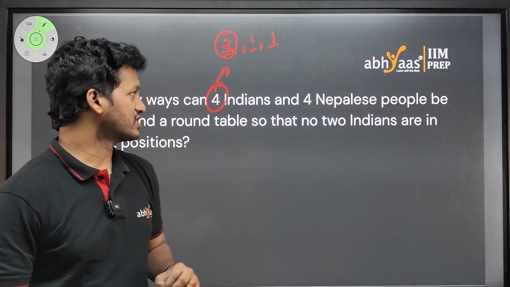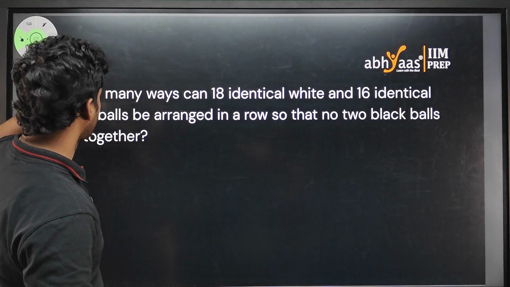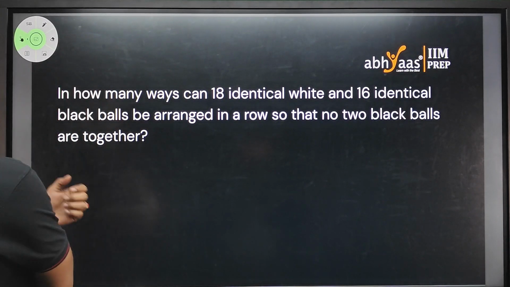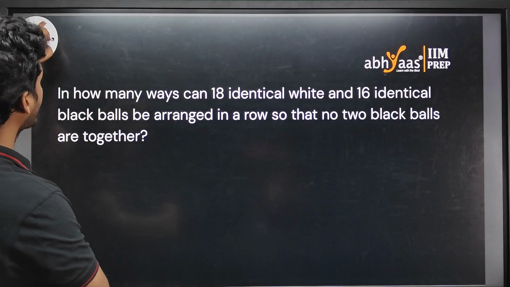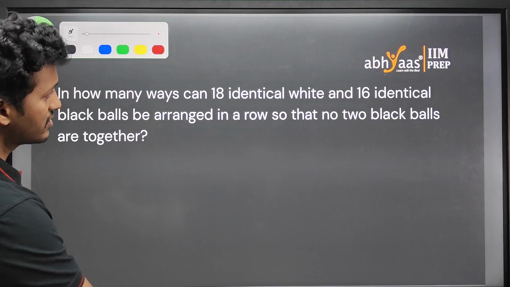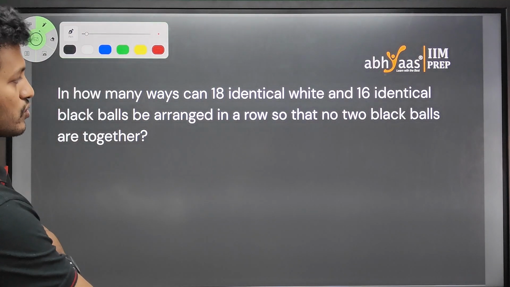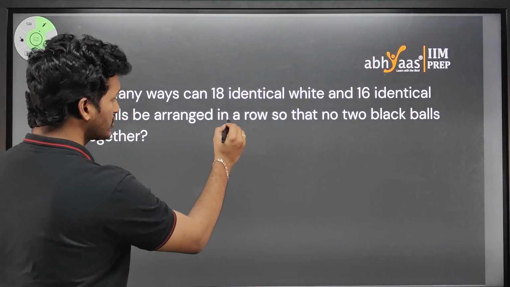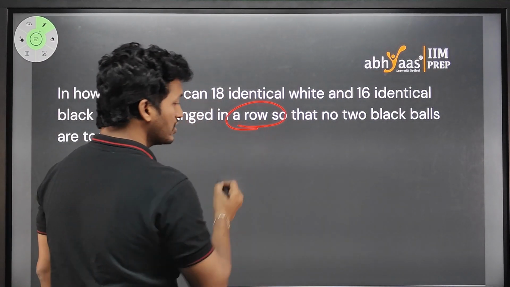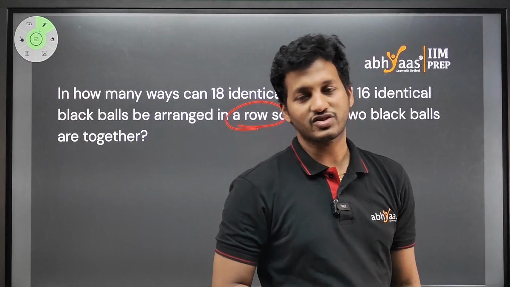So understand the question. Every question has to be looked at differently. Okay, coming to this question. Yes, this is the question I'm talking about. In how many ways can 18 identical white and 16 identical black balls be arranged in a row so that no 2 black balls are together? So here they gave it as a row. So I challenge you guys. It's not a challenge. You can answer this question.